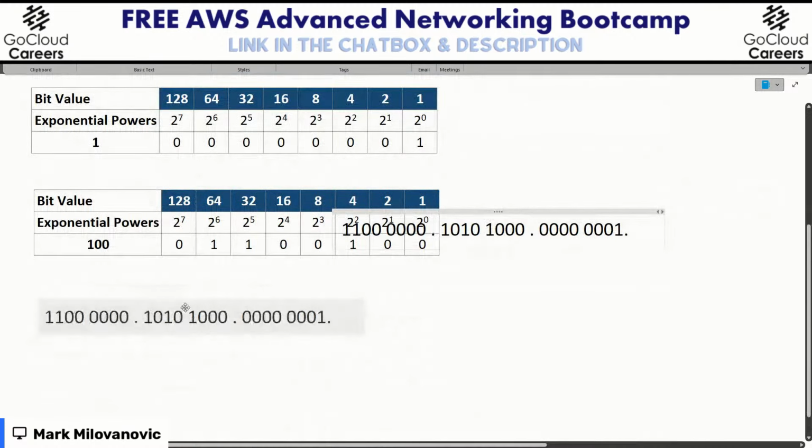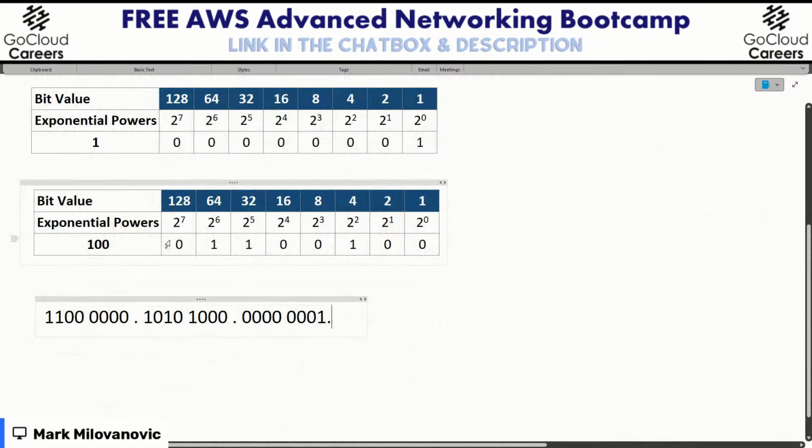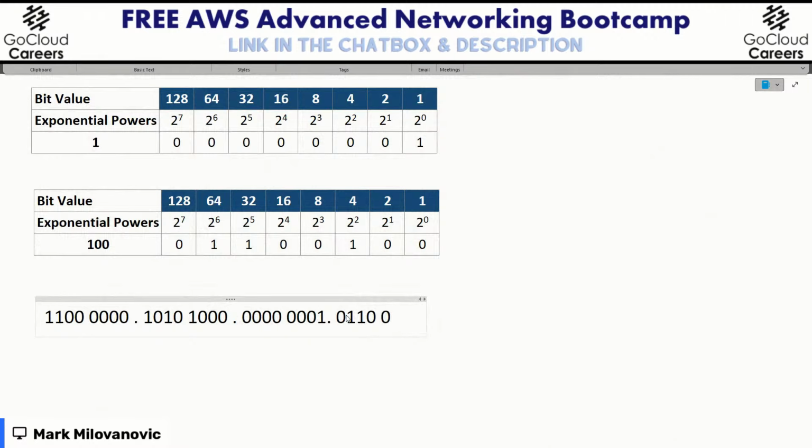We get to our final number, which was 100. And here it was 0 1 1 0 and 0 1 0 0. And that translates into the human terms of 192.168.1.100.